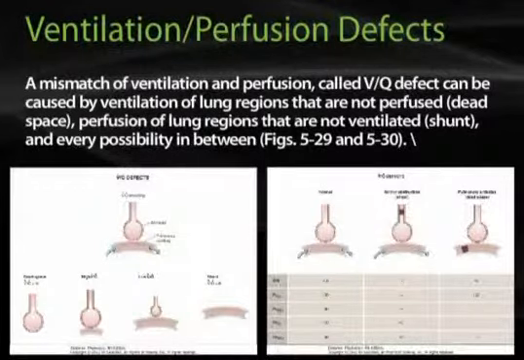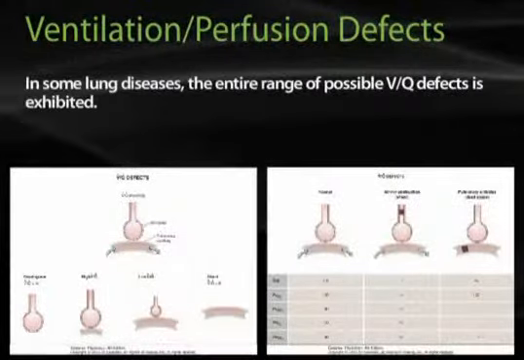We can continue this by looking at how mismatches of ventilation perfusion, called VQ defects, can be caused by ventilation of lung regions that are not perfused, dead space, or perfusion of lung regions that are not well ventilated, shunt, and every possible in between. This is shown in figures 529 and 530 on page 222 and 223.